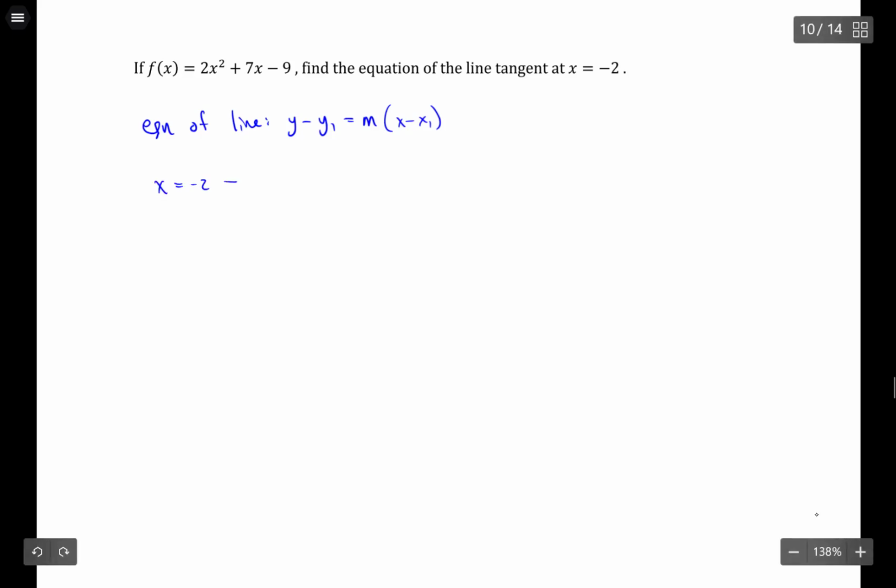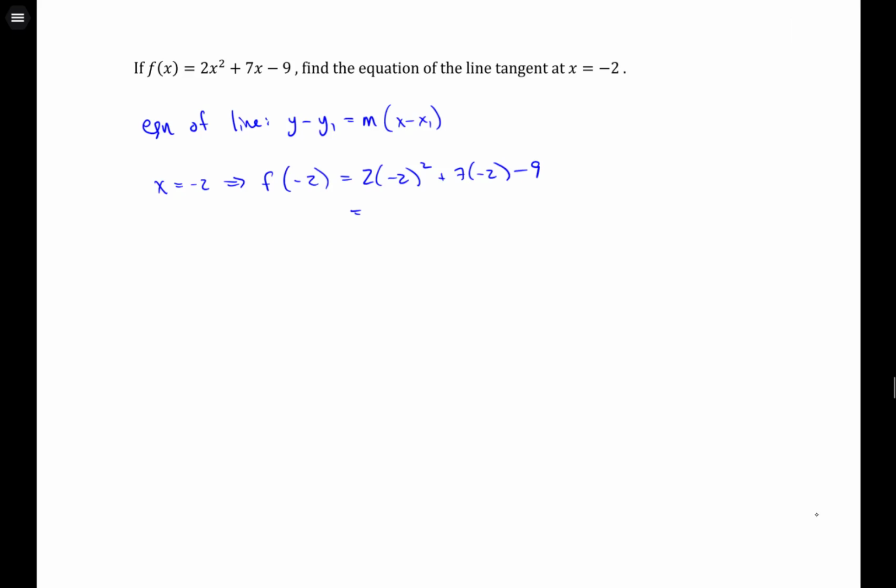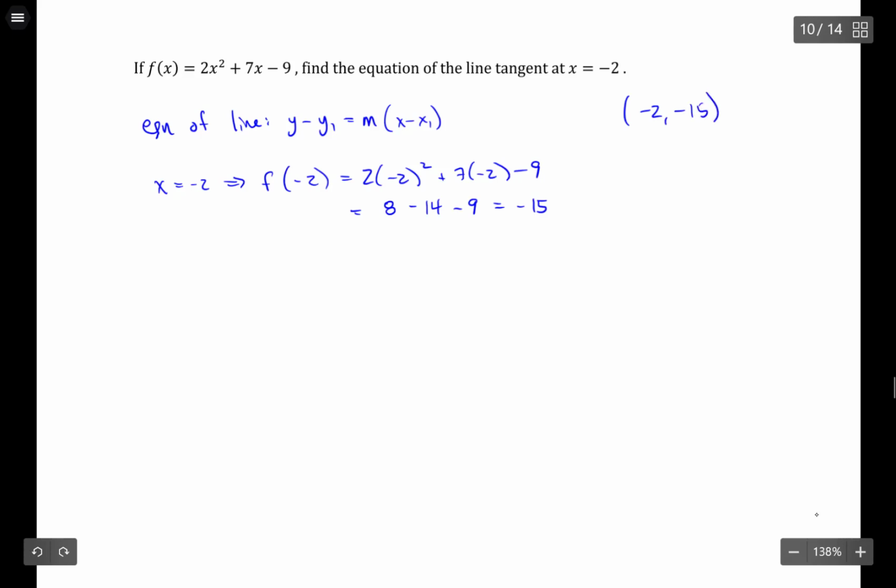If x equals negative 2, then f of negative 2 is 2 times negative 2 squared plus 7 times negative 2 minus 9, which would be, let's see, 4 times 2 is 8, minus 14 minus 9. So 8 minus 14 is negative 6, minus 9, this looks like negative 15. So that is the point that exists on the line, negative 2, negative 15. So there's an x and a y.